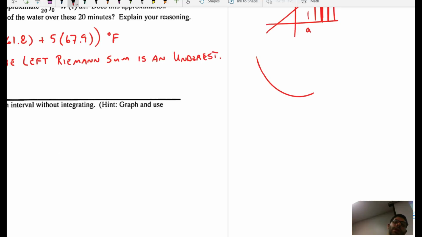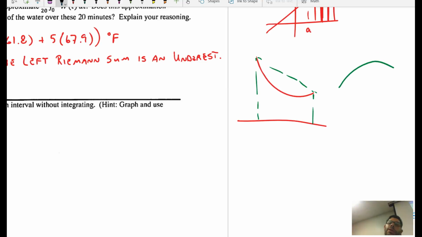So for example, here's a concave up function. If I do a trapezoid approximation, then this trapezoid approximation is an overestimate for this concave up function. And if it's a concave down function, that's not a good picture, then the trapezoid approximation is going to be an underestimate. But probably, I'm guessing just those two. Again, I'm guessing, but I'm pretty sure about it.